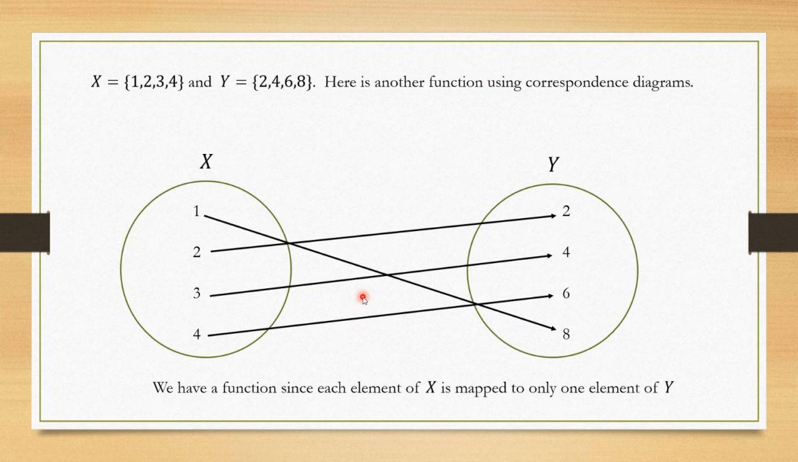Again, we have a function here because from each element in the first set, there's only one arrow coming out of each element. This is our domain. These are all the inputs. This is our range. In this case, all of set y is the range. Again, that doesn't have to be. Y could be all real numbers, and then just this set would be the range.